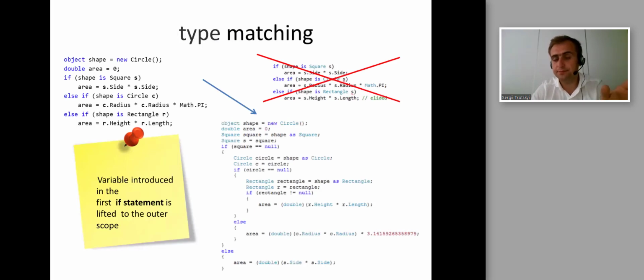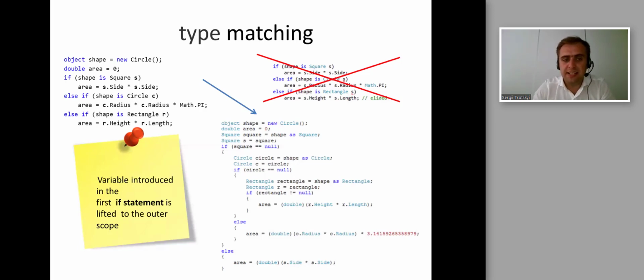Type matching. How to use it? In case you would like to check if the object could be cast to a particular type, we could use type matching with the is expression. Syntax is here. In each if statement or else if statement, we could provide the alias which could be used in the block after the if, else if statements.